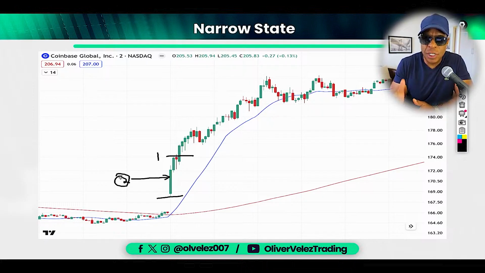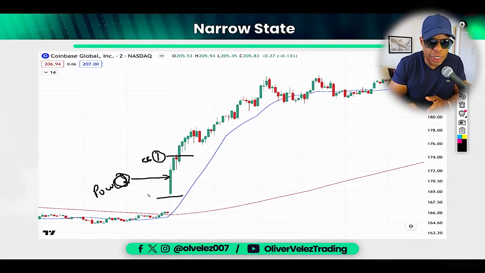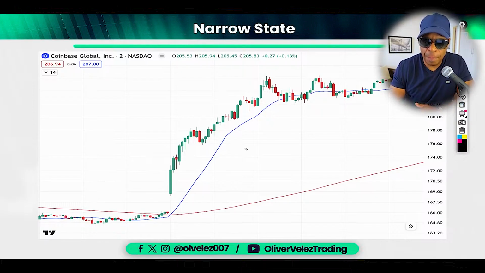You're looking to get into every play twice. The initial entry and the color change add. The power entry, I call this the power entry, and the color change add. I'm going to say it again. Power bar entry, next color change add.